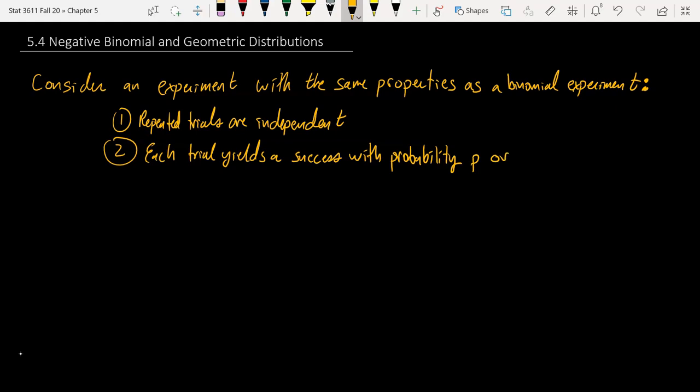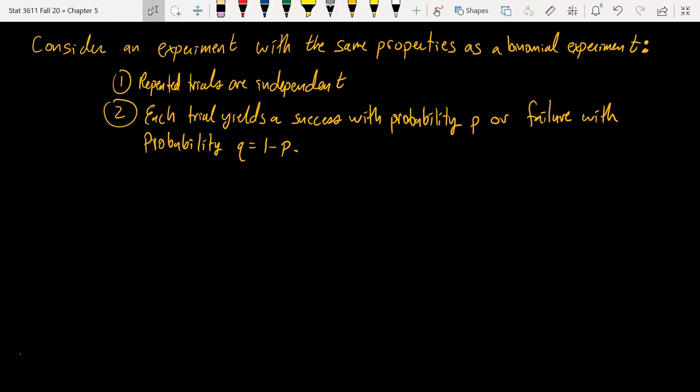It's either success or failure. Failure has probability 1 minus p. We tend to write that as q. So in a binomial experiment, the number of trials is fixed, and we let x be a random variable that counts the number of successes in those trials.